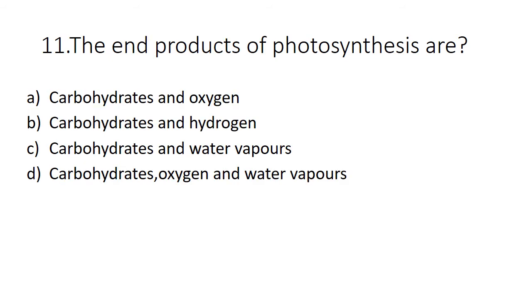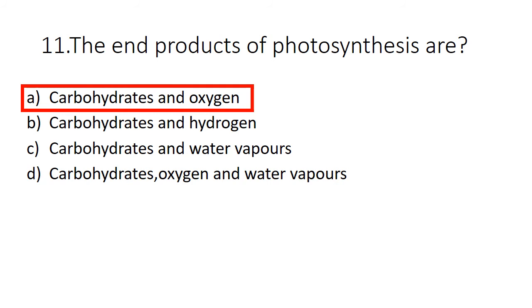The 11th question is, the end products of photosynthesis are what is formed at the end of the process of photosynthesis? A. Carbohydrates and oxygen, B. Carbohydrates and hydrogen, C. Carbohydrates and water vapors, or D. Carbohydrates, oxygen and water vapors. So, the correct answer is option A, carbohydrates and oxygen. Let's move on to the 12th question.